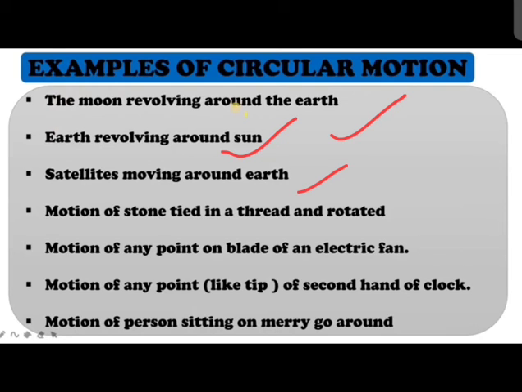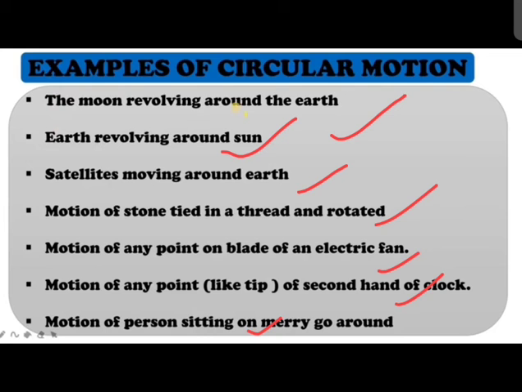Motion of a stone tied in a thread and rotated. Motion of any point on the blade of an electric fan. Motion of any point of the second hand of a clock. Motion of a person sitting on a merry-go-round. All these are examples of circular motion.